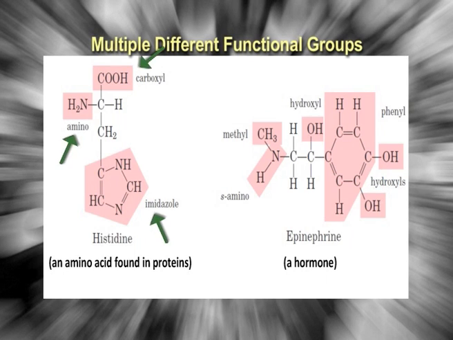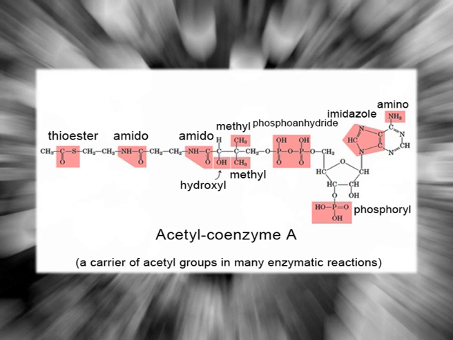You see carboxyl group, amino group, imidazole group, 3 groups. Epinephrine, a hormone: methyl group, secondary amino group, hydroxyl group, phenyl group. Acetyl coenzyme A, carrier of acetyl groups in many metabolic reactions. This is the acetyl group that they carry, this CH3CO group. See so many functional groups: thioester, amido, hydroxyl, methyl, phosphoanhydride, imidazole, amino, phosphoryl.